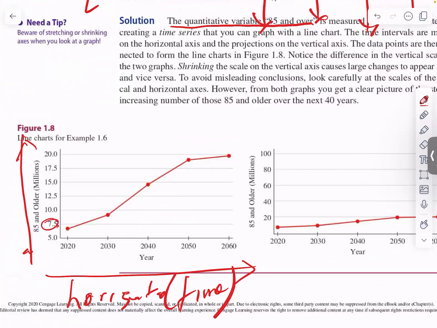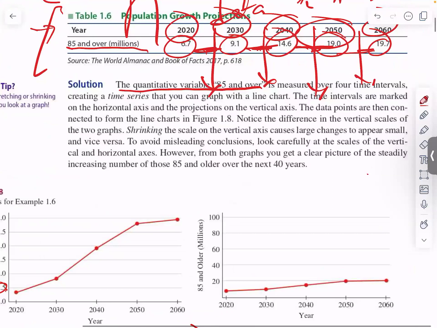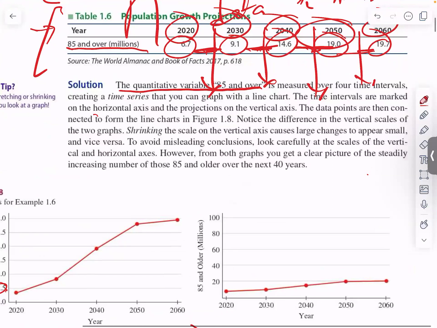This data, they are converted to something else. I want to assume, let me check. Okay, now the intervals are marked on the horizontal axis and the projections on the vertical axis. That's our data. Data points are then connected to form the line chart.